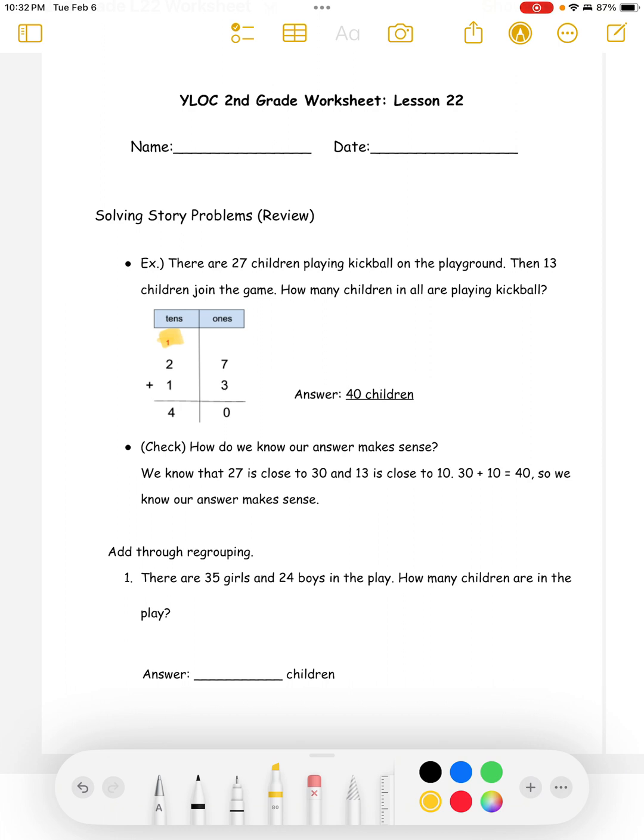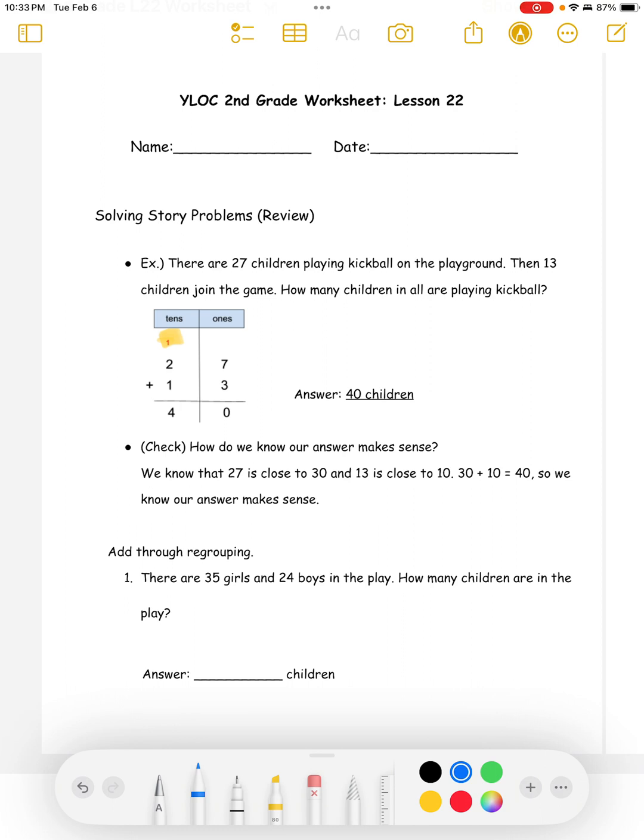Check. How do we know our answer makes sense? We know that 27 is close to 30 and 13 is close to 10. So 30 plus 10 equals 40. So we know our answer makes sense. Add the regrouping. Let's solve question number 1 first in a blue pen.